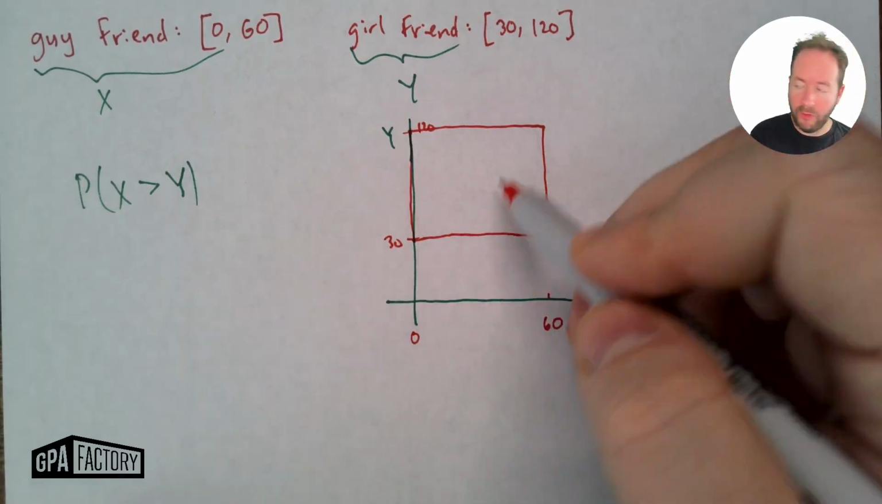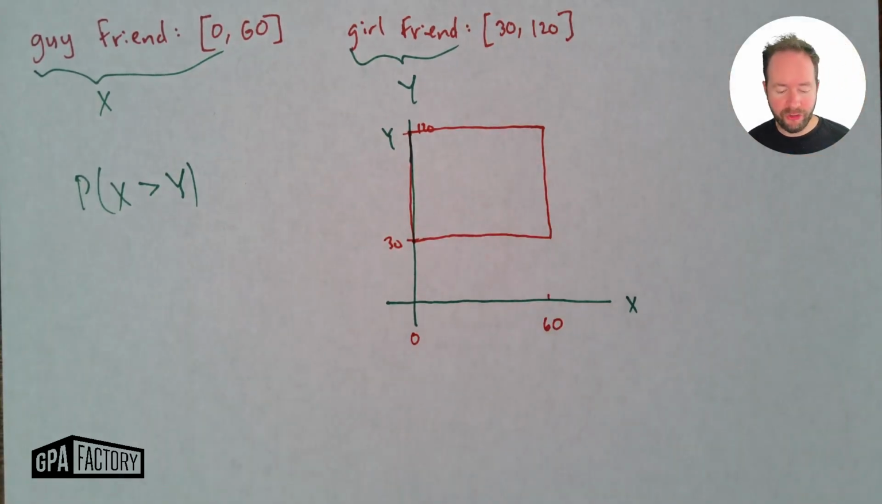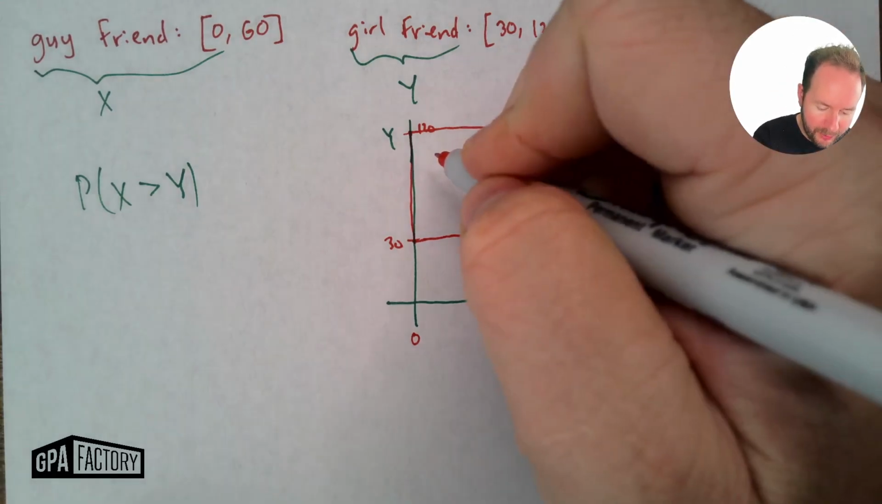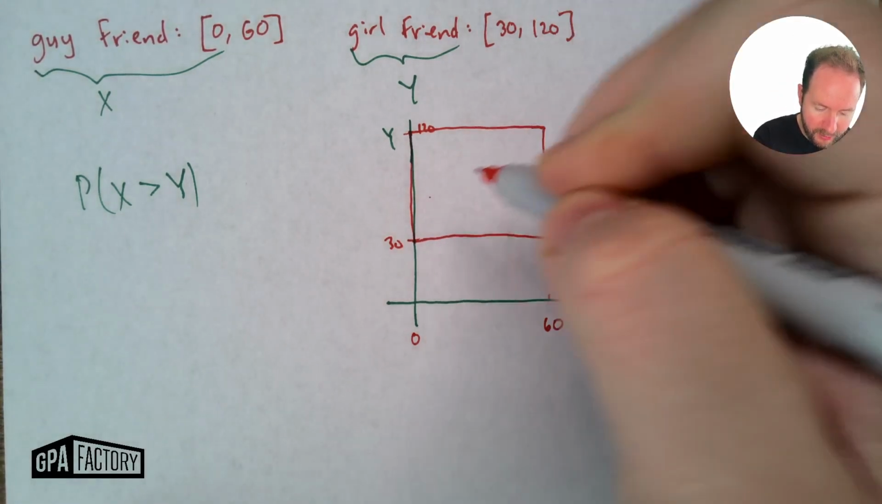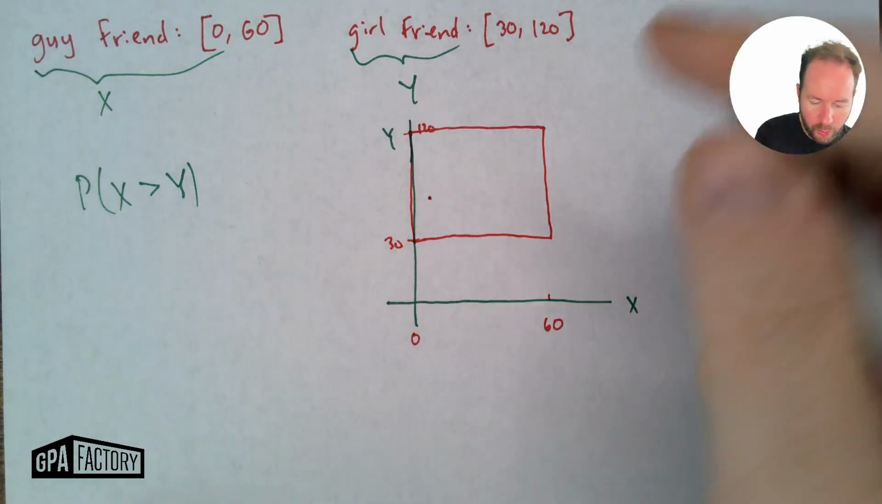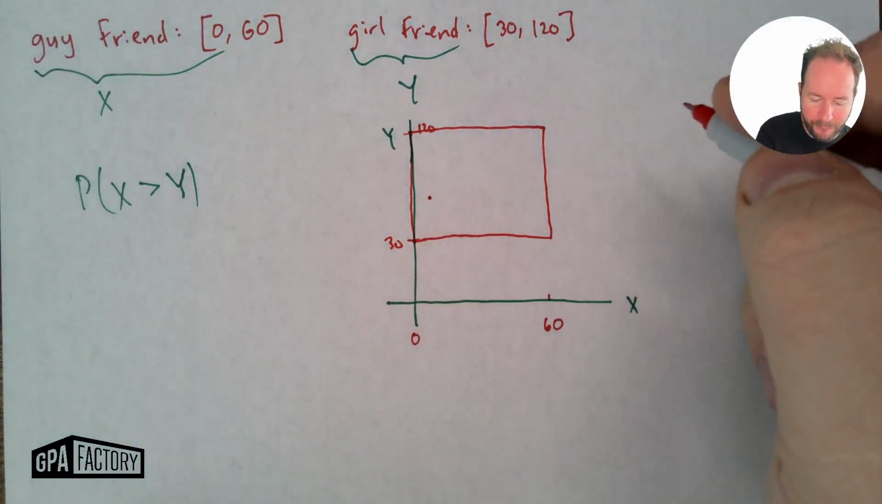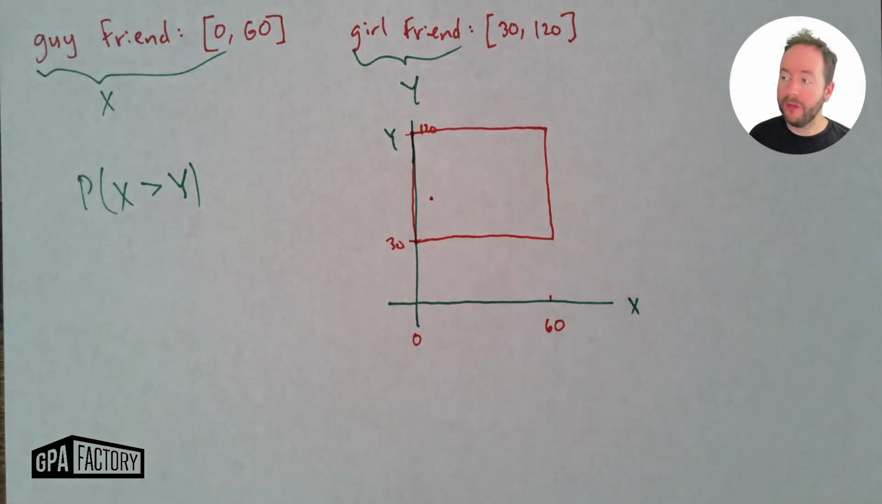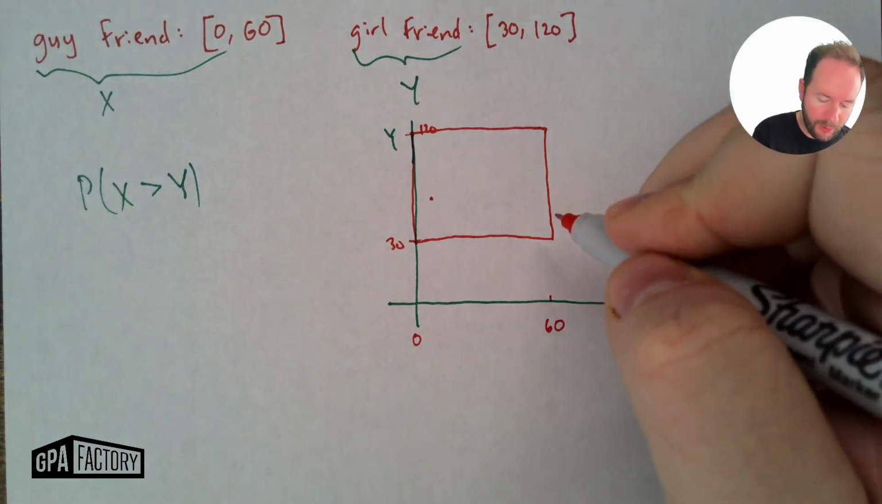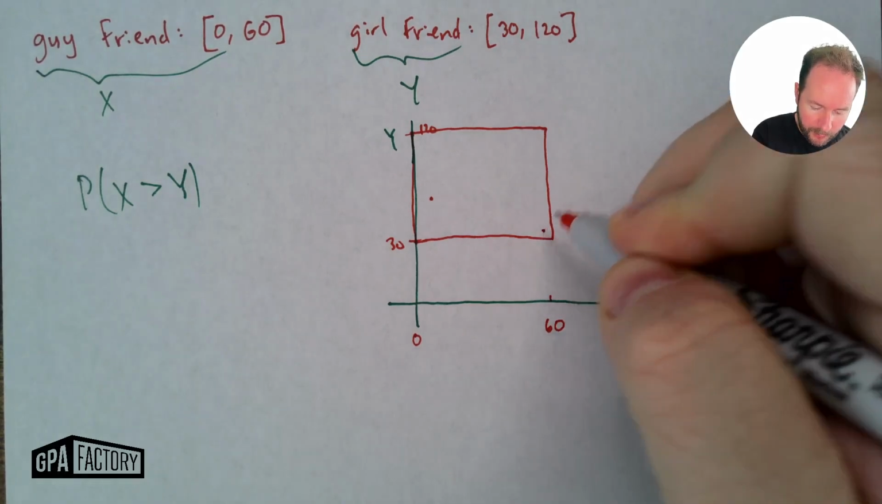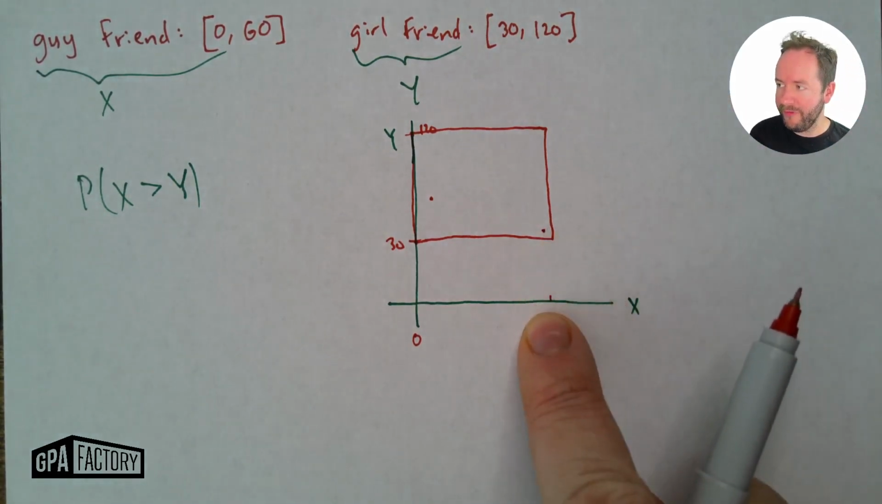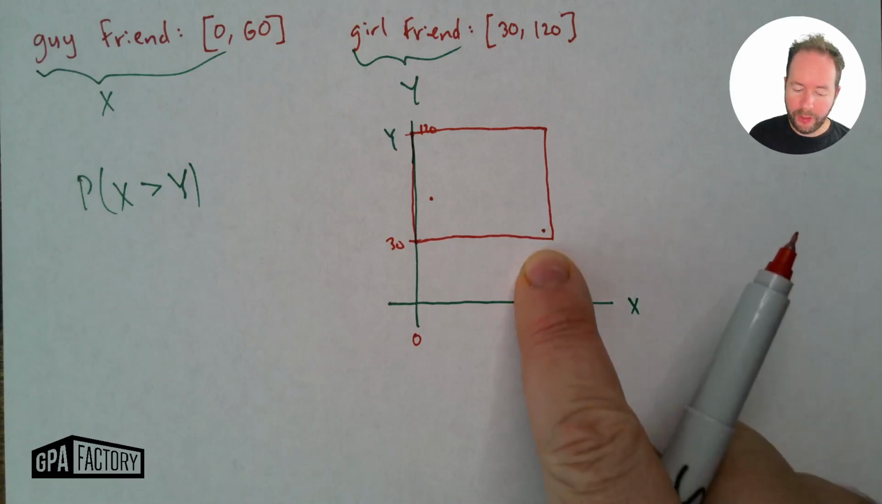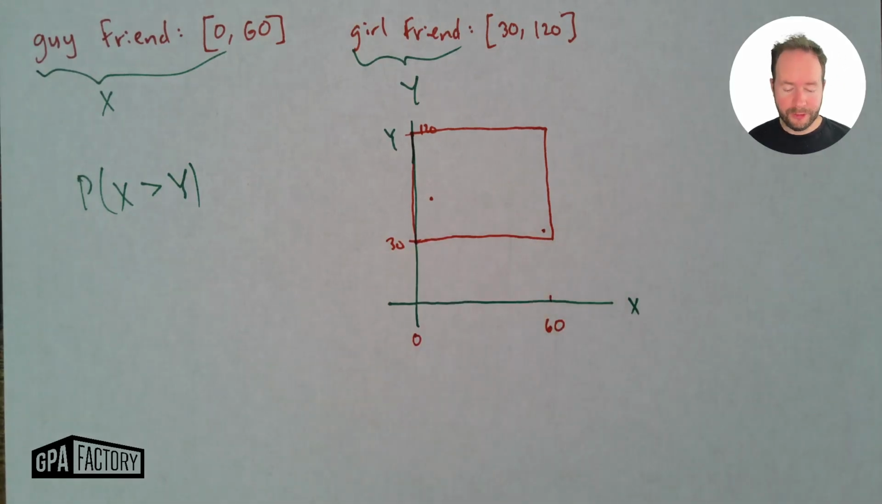Every value in here represents a different combination of duration of phone calls. So for instance, I could pick this point here. That looks like some coordinate like 10, 45 or something. So that represents a call with a guy friend that lasts 10 minutes and a call with a girlfriend that lasts 45 minutes. Okay, this just represents a point, or some other point like this guy. This point would represent a really long call with a guy friend, maybe a 59-minute phone call with a guy friend, but only a 31-minute phone call with a girlfriend.